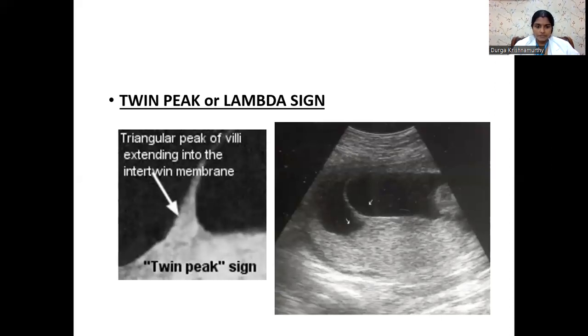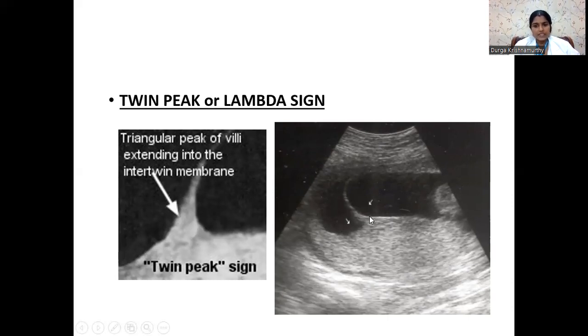This is a picture. Hope you can see this. You see this triangular peak of villi, which contains the trophoblastic tissue, extending into the space in between the two membranes, the twin membrane. This is called the twin peak sign or the lambda sign. This is the ultrasound picture here. Can you see this tissue going inside? This is a developing placenta and the placenta goes here.